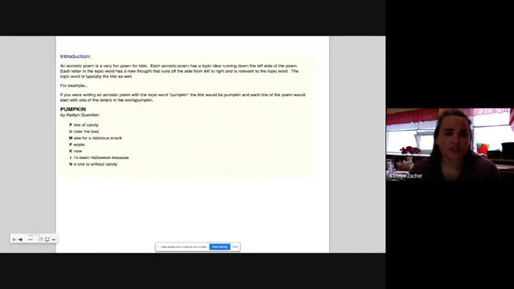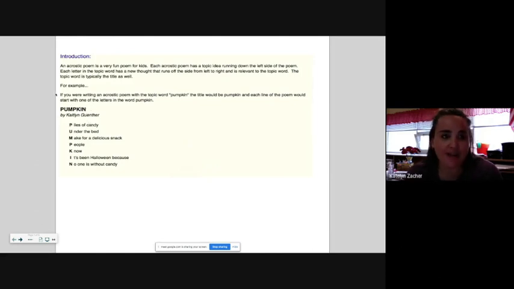So just a little introduction, an acrostic poem is a very fun poem for kids. Each acrostic poem has a topic idea running down the left side. So when you're reading a book, right, left to right. Each letter in the topic has a new thought that runs off the side from left to right. So remember you had S was summer and then a word about summer. The word is typically the title as well. So obviously in this example, the poem's name is Pumpkin. And guess what they're writing about?